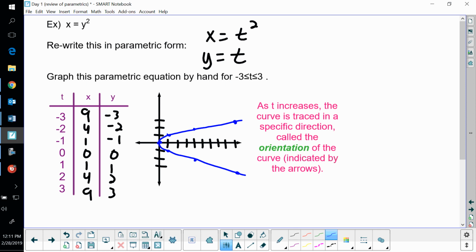And when you have a parametric function, you have to draw in the orientation. So the orientation, we represent that with arrows, and that tells the direction we are going. Well, as we were plotting the points, we were going this direction. So we would put some arrows on going this direction, and that shows the orientation of the parametric function. So as time goes on, we know which direction we are moving.